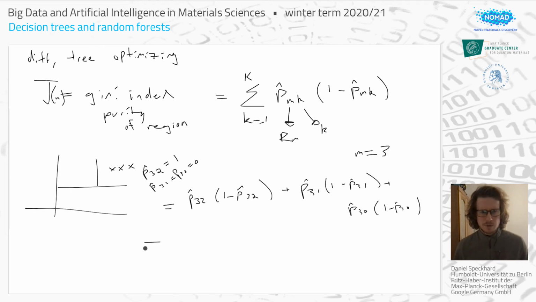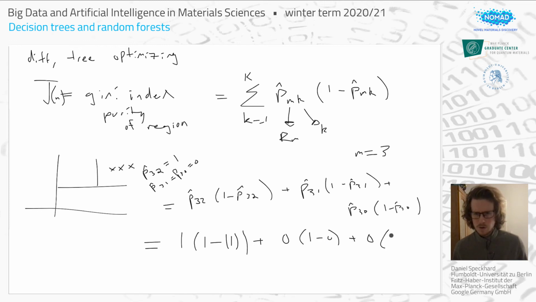Great, so now let's substitute the values that we have here, and we will have 1 times 1 minus 1, plus 0 times 1 minus 0, plus 0 times 1 minus 0. So this is going to be equal to 0. 1 minus 1 is 0, and 0 times anything is 0. We end up with a Gini index, so the Gini of region 3 is going to be equal to 0.